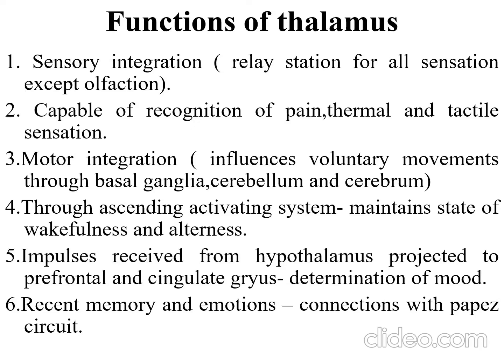The thalamus, which receives impulses from the hypothalamus and projects its impulses through the prefrontal cortex and the cingulate gyrus, helps in determination of mood, and this also plays an important role in recent memory and emotion with a connection to the cingulate gyrus.